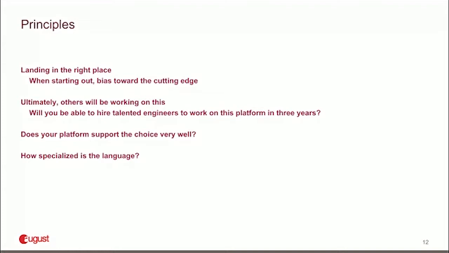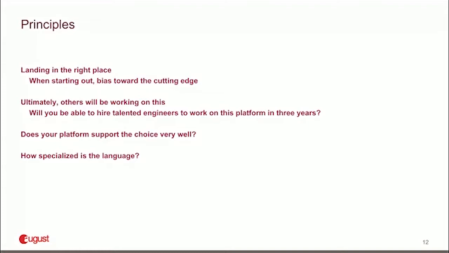The next thing you want to really look at is how specialized is the language. There are a lot of people who can write software in JavaScript. There are a lot of people who can write software in Java. There are fewer people who can write software in Go. There are even fewer people who can write software in Erlang or Haskell. These are all things that really have to be thought about.